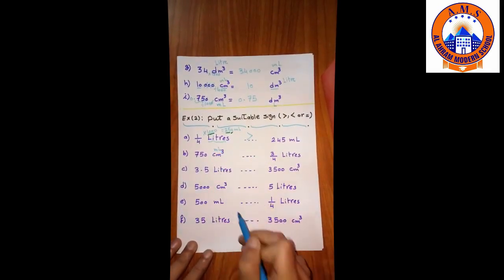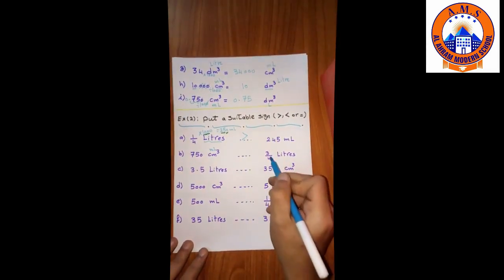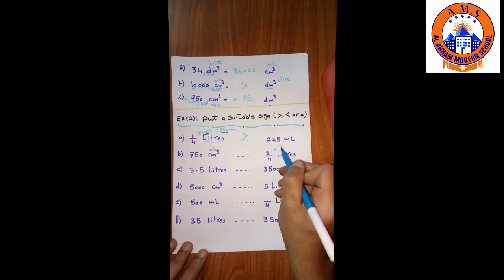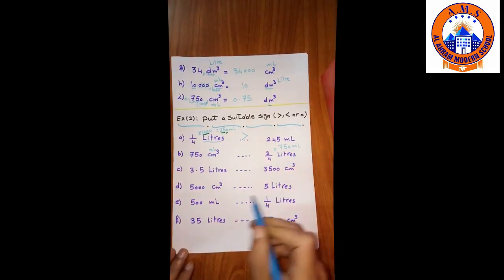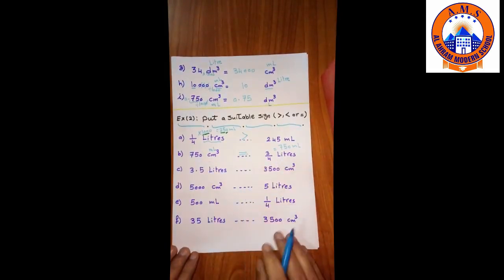The next question, we have 750 centimeter cubes, and the centimeter is a smaller unit, so this is equal to milliliters. And here we have 3/4 of a liter, so the 3/4 of a liter is equal to 750 milliliters. So which one is greater? They both are the same, so these two quantities are equal.